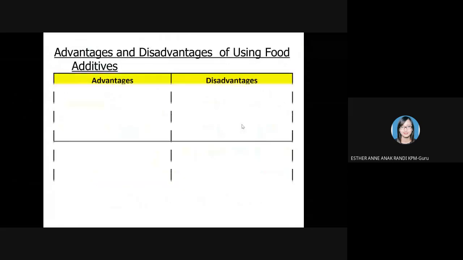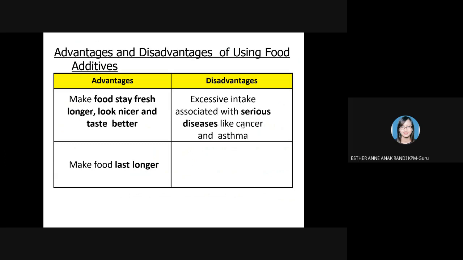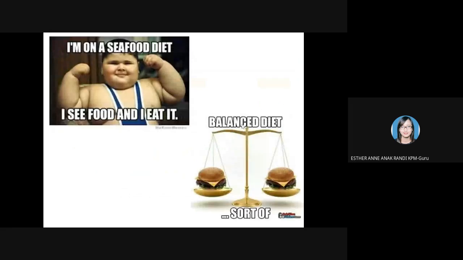So here are advantages and disadvantages, lebih kurang sama. Stay fresh longer, look nicer, taste better, last longer. Disadvantages: serious disease and toxic effect. So just remember a few. Should be okay. So for everyone, have a balanced diet.